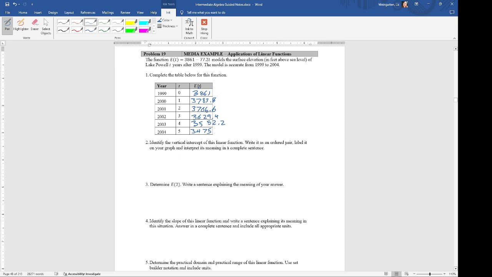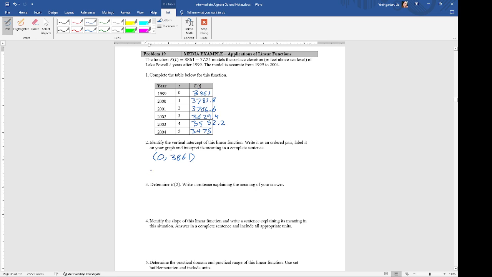Identify the vertical intercept for this linear function. Write it as an ordered pair, label it, and interpret its meaning in a complete sentence. So the vertical intercept, if t is equal to 0, what's left over? 3861. So our input is 0, our output is 3861.